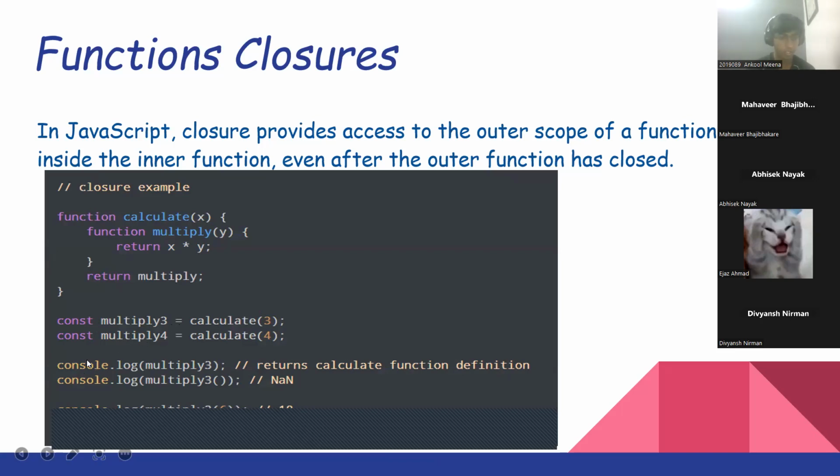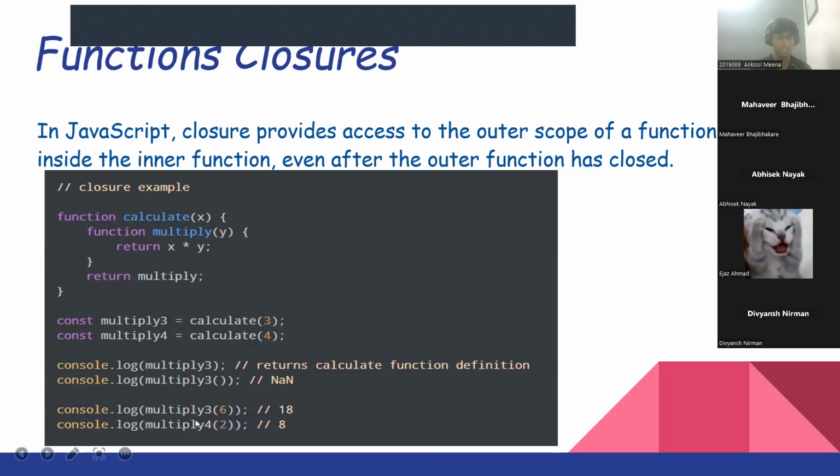So I have used console log to get multiply 3, and I have accessed the closure, but I have not given any argument to the inside function. So this console log will provide us the function definition of the calculate function. Later, in the console log multiply, I have given the argument to the inside function. So with the help of the inside function, we can access the outside function also.